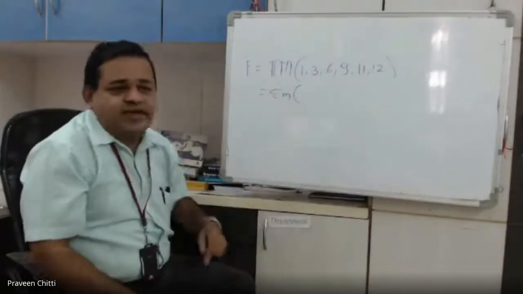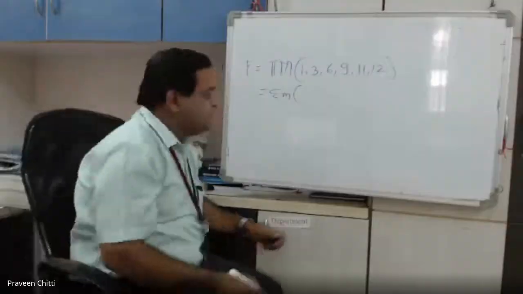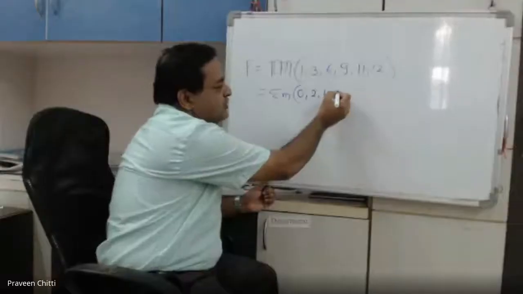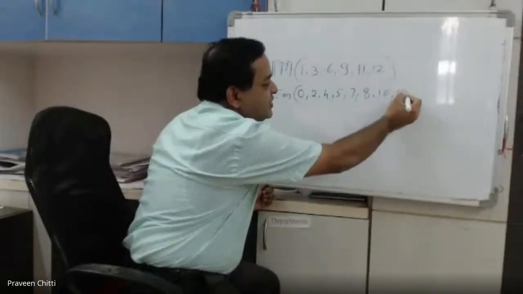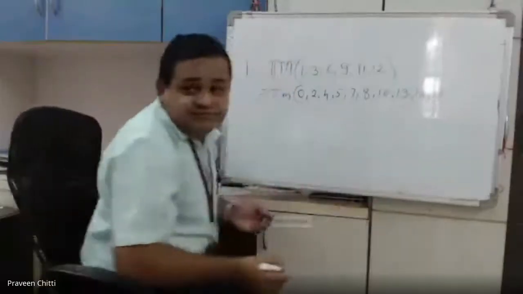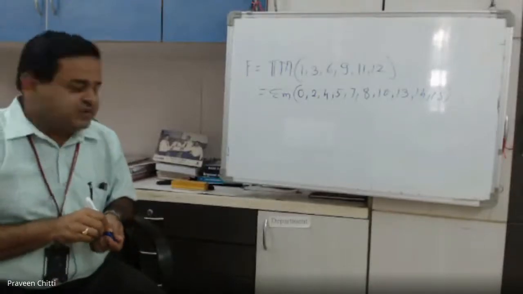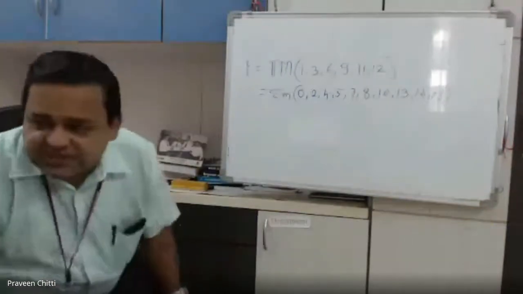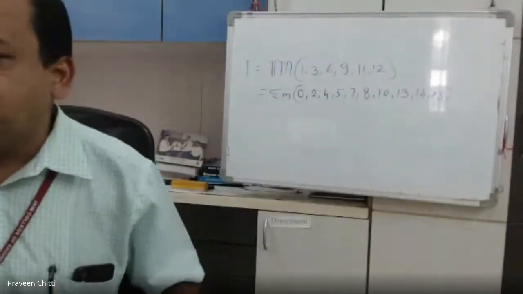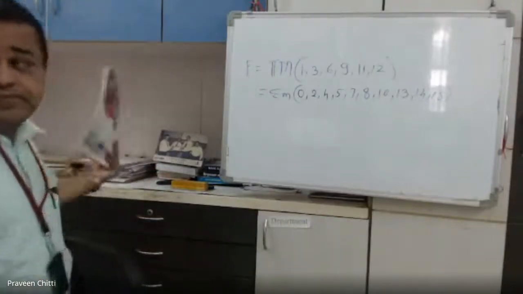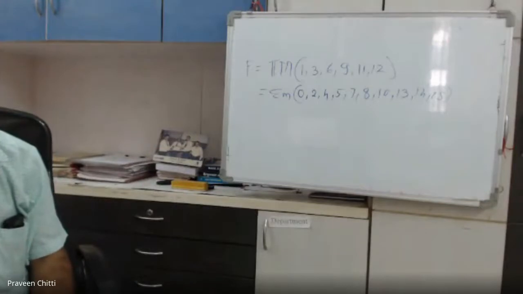So pi m is given, you have to get sigma m. How do you do that? Write the remaining terms: 0, 2, 4, 5, 7, 8, 10, 13, 14, 15. Right. This is the expression given to you, using which you can apply the QM method and get the answer.